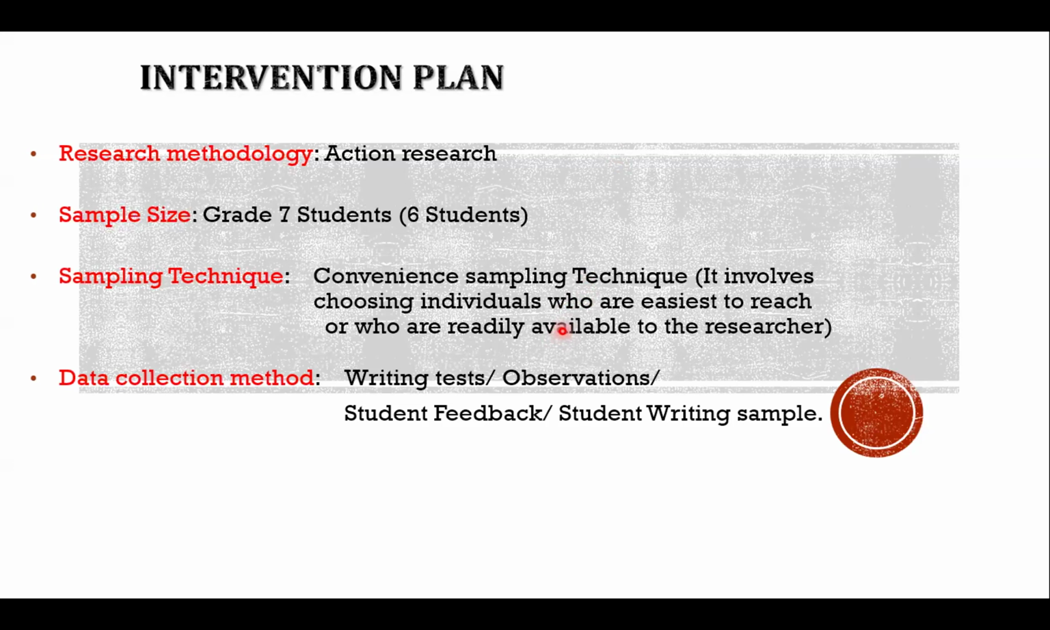Then, madam, is convenient sampling incorrect here? If both have a similar meaning, it's okay. Convenience means that for your convenience, you are selecting them rather than randomly selecting. But I think the most appropriate word is purposive sampling, because you have a purpose in selecting them. You have not selected them because they are easier to reach or readily available, but you have the main purpose of improving them. So it's purposive sampling.